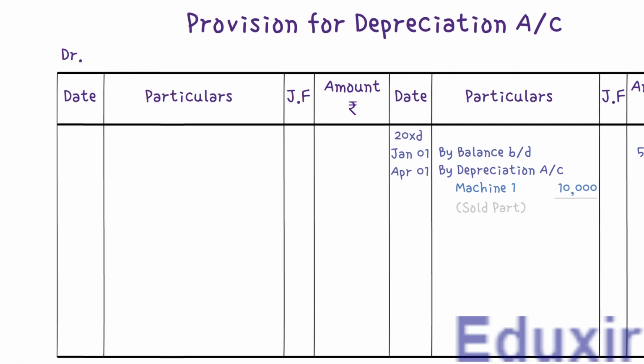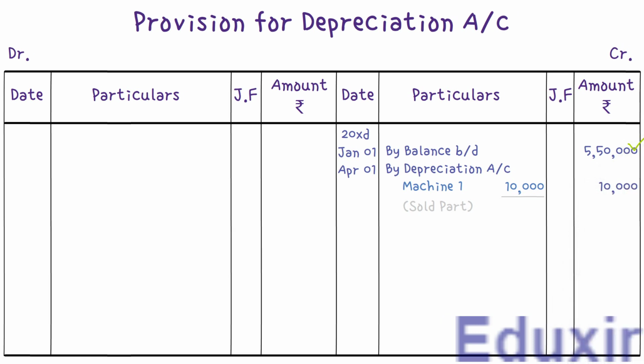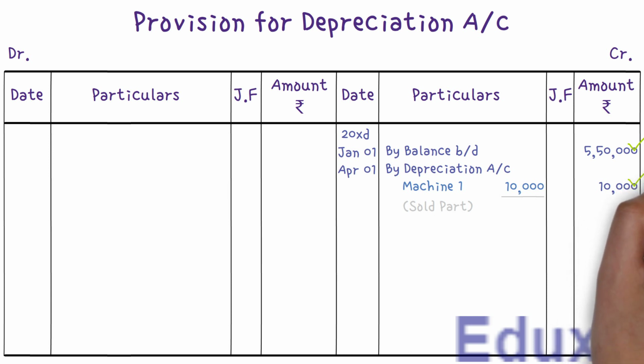Now, as given in the problem, we have 5,50,000 rupees of balance brought down. But we cannot transfer all these 5,50,000 rupees to the machine disposal account. This is because this balance brought down is not just for the sold out machine. It includes the depreciation amount for the sold out machine as well as the retained machines. We have to transfer only that part of the provision for depreciation amount from this total amount to the machine disposal account, not all these 5,50,000 rupees. Also, in this accounting period, we have created an additional 10,000 rupees to the provision for depreciation account. This should also be transferred to the machine disposal account.